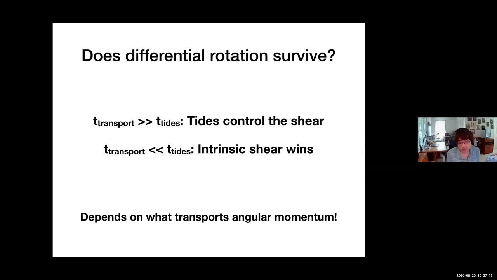On the other hand, if the transport process is really fast, the timescale is short, then whatever intrinsic shear the star wants to have is what it's going to have, and the tides are a perturbation on top of that. And so this really depends on what's happening inside the star to transport the angular momentum.